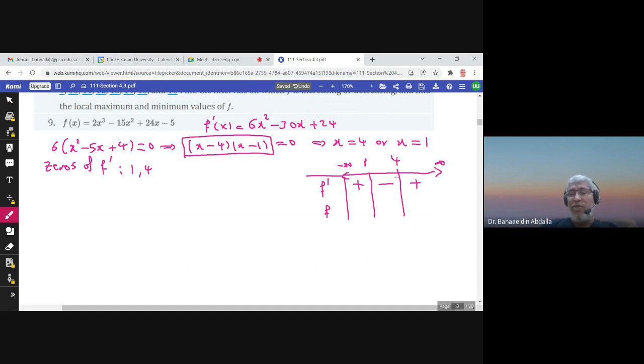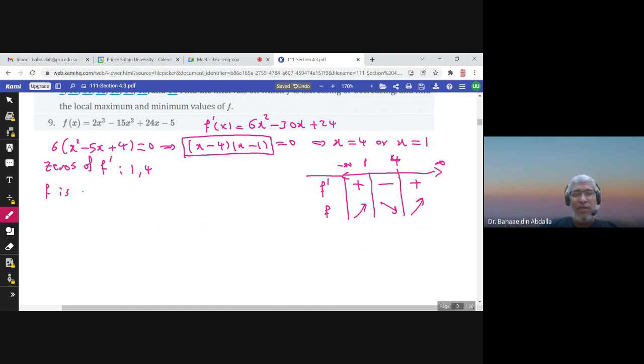Or you can do like what I did in the previous example. Substitute with a number greater than 4. For example, 5. 5 minus 4, 5 minus 1, positive. So we have positive here. And these two zeros are zeros of multiplicity 1. So immediately you have positive, negative, positive. So f is increasing here, decreasing here, increasing here.